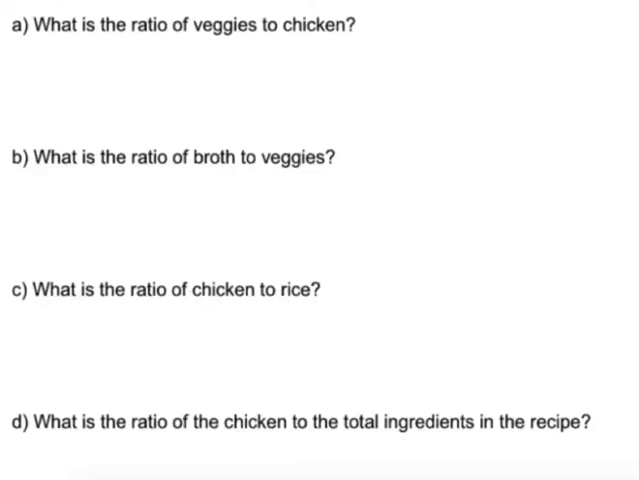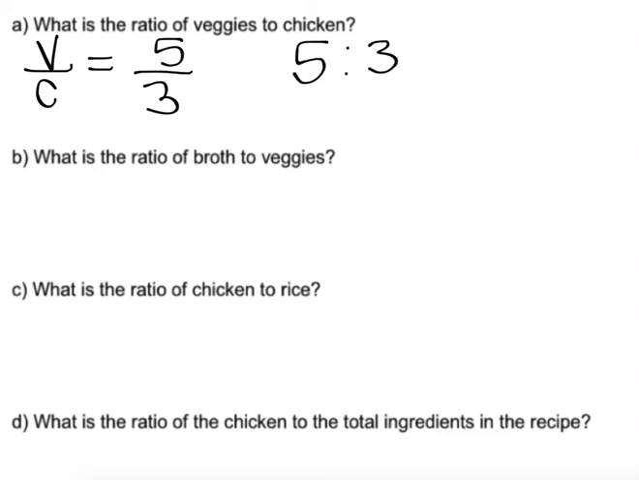So it wants what is the ratio of veggies to chicken? So veggies, I had 5 cups, so we're going to put veggies on the top, chicken on the bottom, and I'm going to write it as 5 cups to 3 cups. So it's a 5 to 3 ratio. So we can write it as a fraction, or I can write it this way if I choose to.